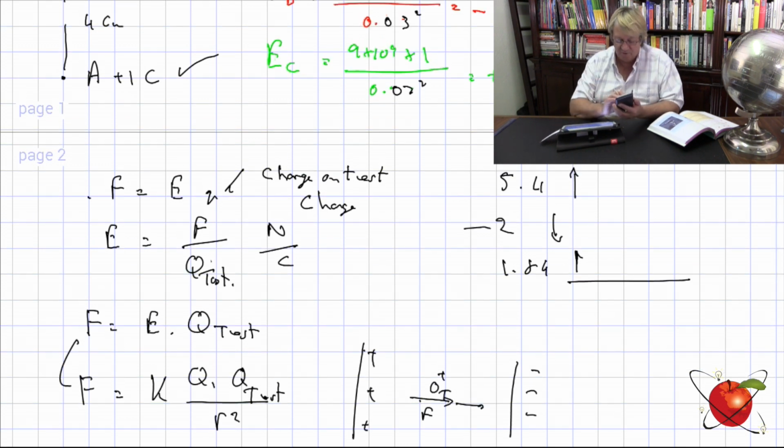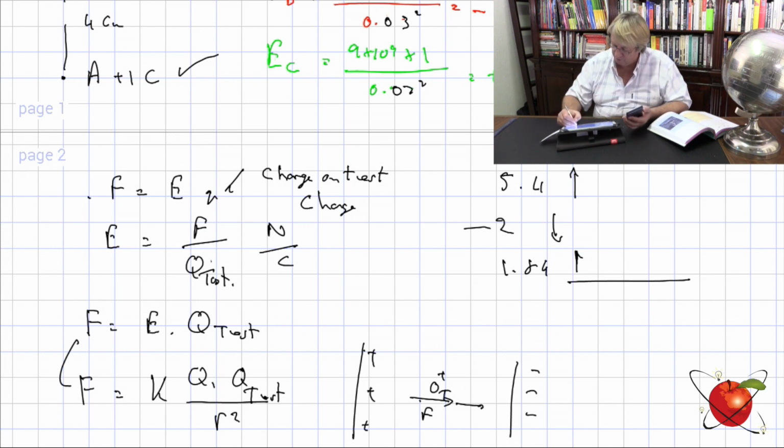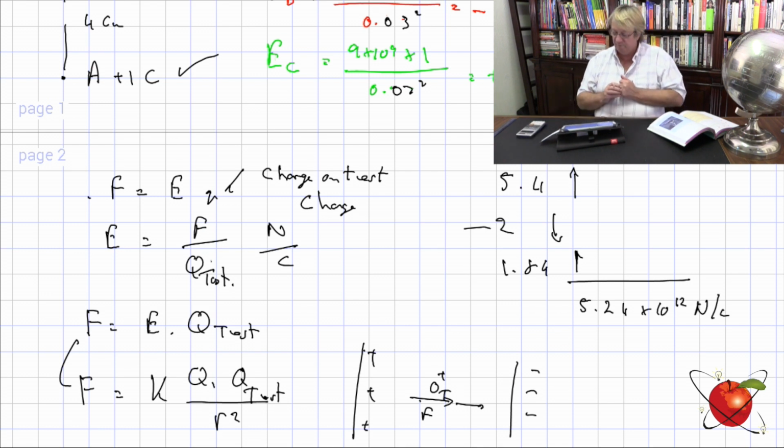So it's 5.4 minus 2 plus 1.84 is going to be equal to that. 5.4 minus 2 plus 1.84 is going to be 5.24 times 10 to the 12 newtons per coulomb. Okay. Can you see what we've done there? Apologies about the thing, but I guess let that be a lesson to us all.